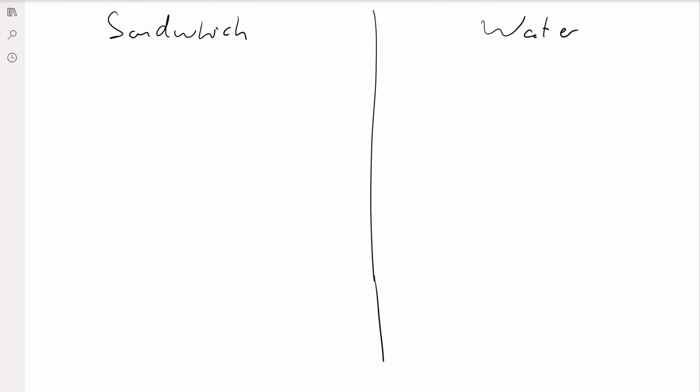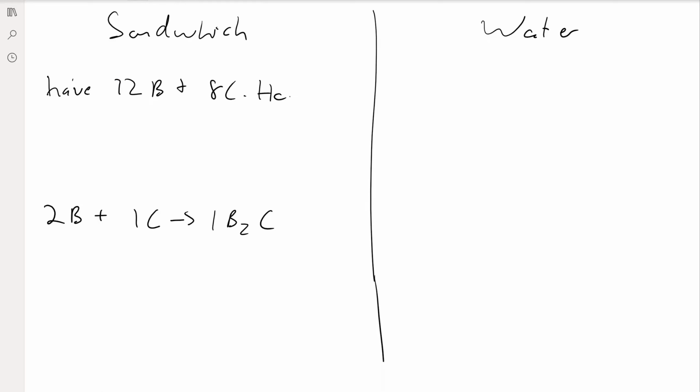Right. So remember in our sandwich equation, we had 2 slices of bread plus 1 slice of cheese will give us 1 sandwich. And then our question is going to say we have 12 slices of bread and 8 slices of cheese. How many sandwiches can you make?